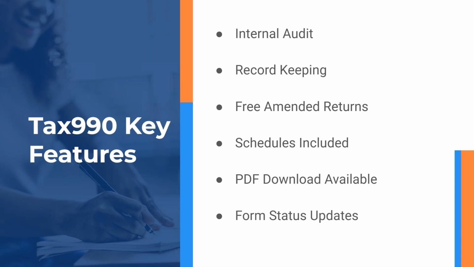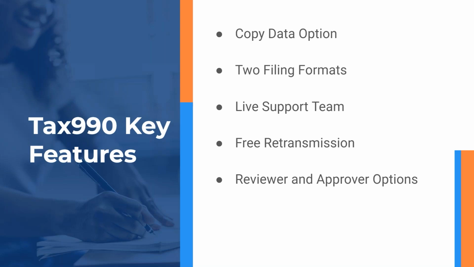All applicable schedules are included based on information you enter on your form at no additional cost. You can view and download a PDF throughout the filing process. We will give you status updates at every stage of your filing process. If your form is rejected, you can fix any errors and retransmit at no additional cost. If you need assistance, our support team is here to help.